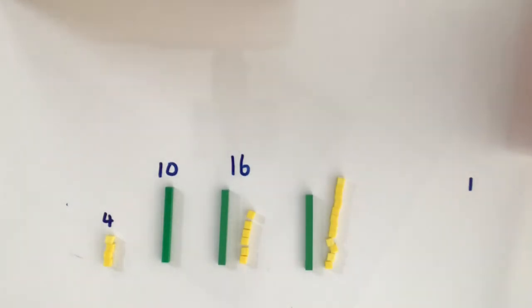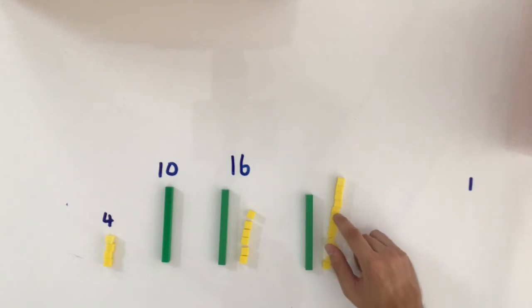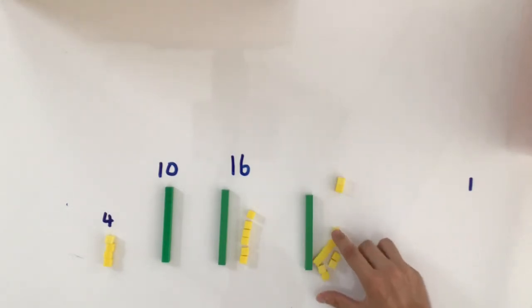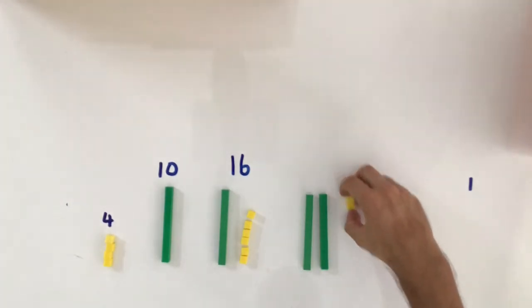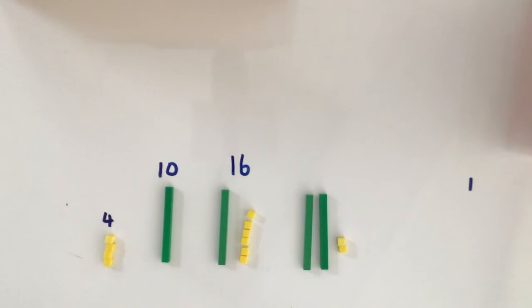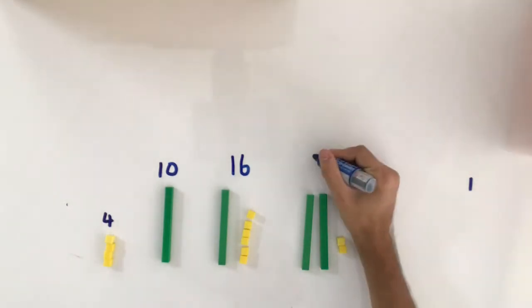We can definitely see we've got 10 more here because my line of ones is much larger than my line of 10. 1, 2, 3, 4, 5, 6, 7, 8, 9, 10. And I've got 10, 20, 21, 22.